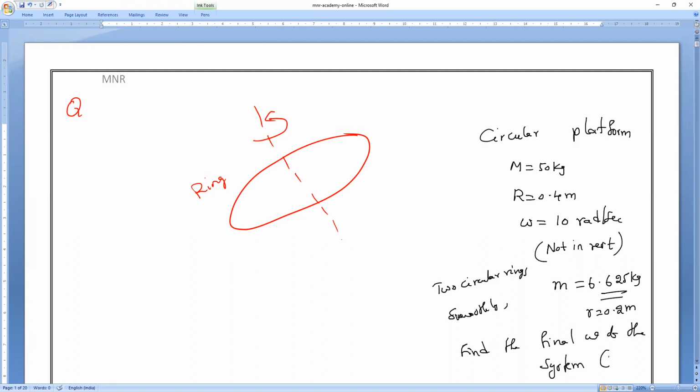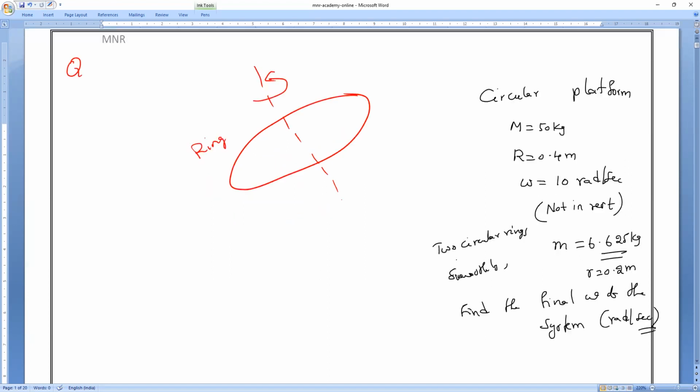So initially that ring is rotating with what angular velocity, everybody? What is the angular velocity initially? 10 radian per second. Now at the center of mass, two circular rings have been placed, each one of mass 6.25 kg and radius 0.2 meters. Now definitely there will be a change in angular momentum. Am I right or wrong? Everybody, please respond, guys. So that is what it is. So we have to find it now. It is also a JEE Advanced sum, actually 2013 Advanced.